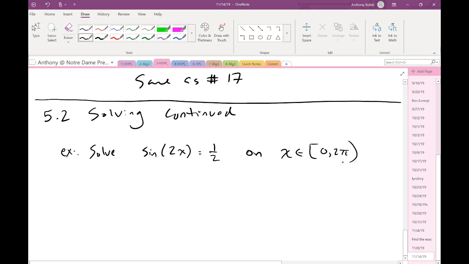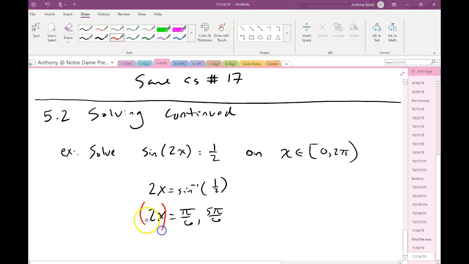So let's say we wanted to solve the sine of 2x is equal to a half on the interval 0 to 2 pi. At first glance, okay, no big deal. There's nothing here that seems difficult to deal with, right? We would just say, okay, we'll take the sine inverse of both sides. Then I'll just go to my unit circle and figure out where the y-coordinate is a half. So that happens at pi over 6 and also at 5 pi over 6.